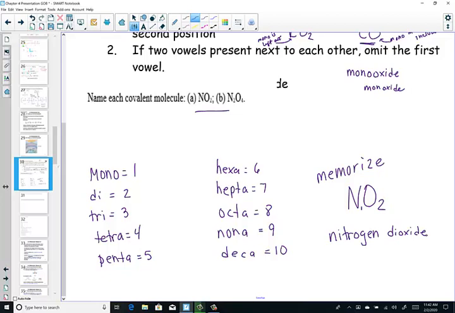Nitrogen dioxide. Now, a moment ago I said if 2 vowels are present next to each other, omit the first vowel. Dioxide doesn't work that way. If it's 2 different vowels like that, di is going to be kept. Dioxide, and eventually, just like any new language, it becomes clear as it sounds correct. Dioxide is 2 vowels together, but it's not forcing your tongue to trip.